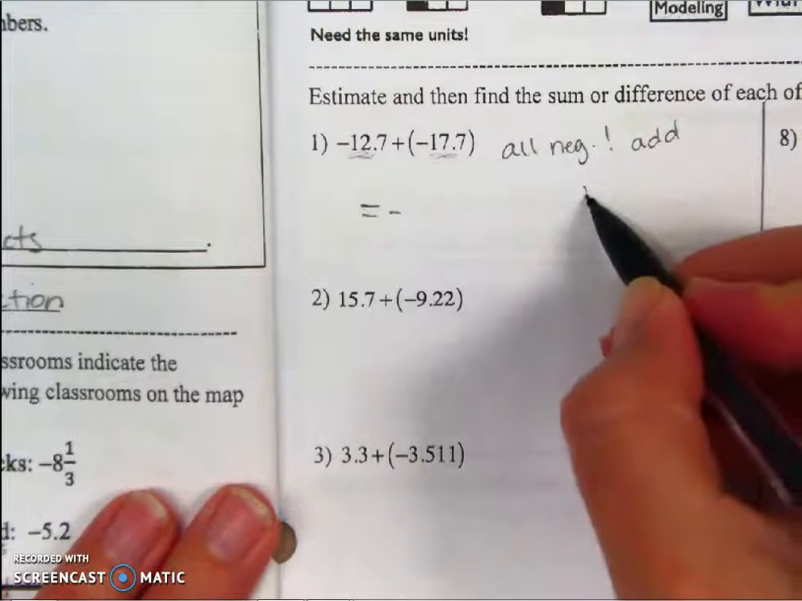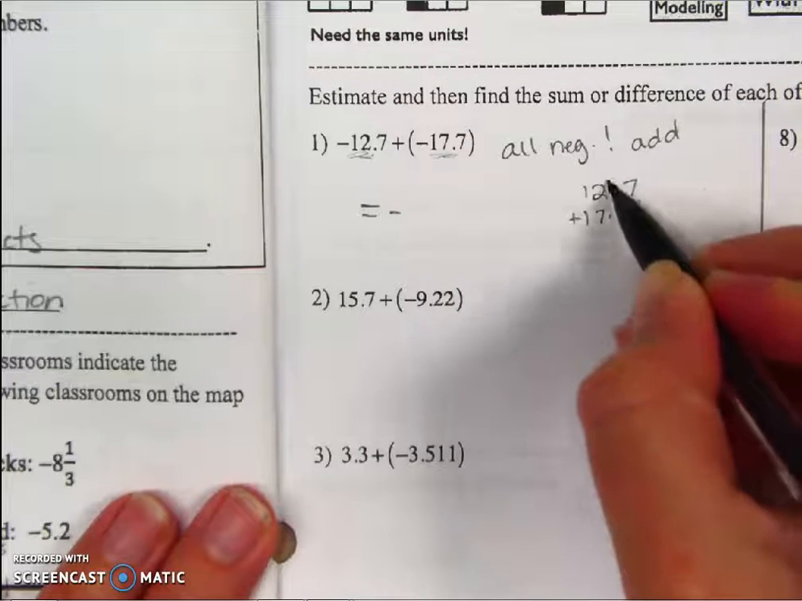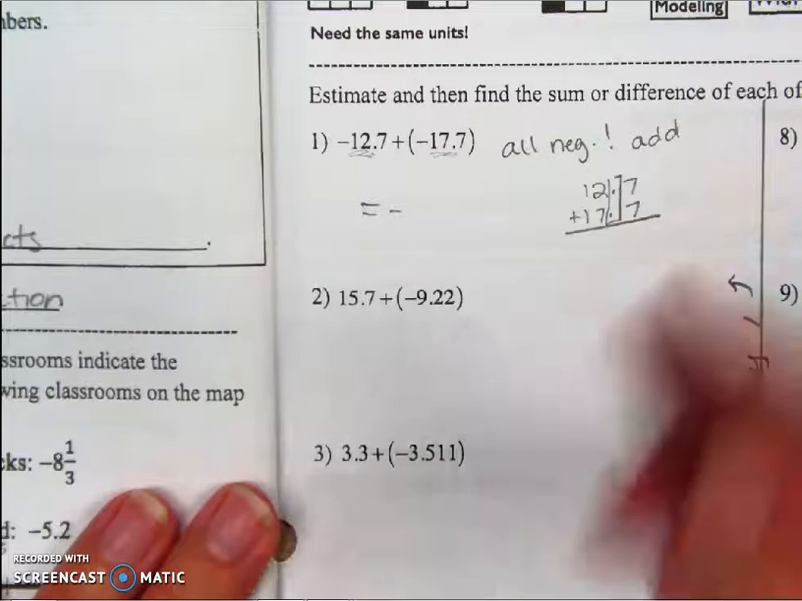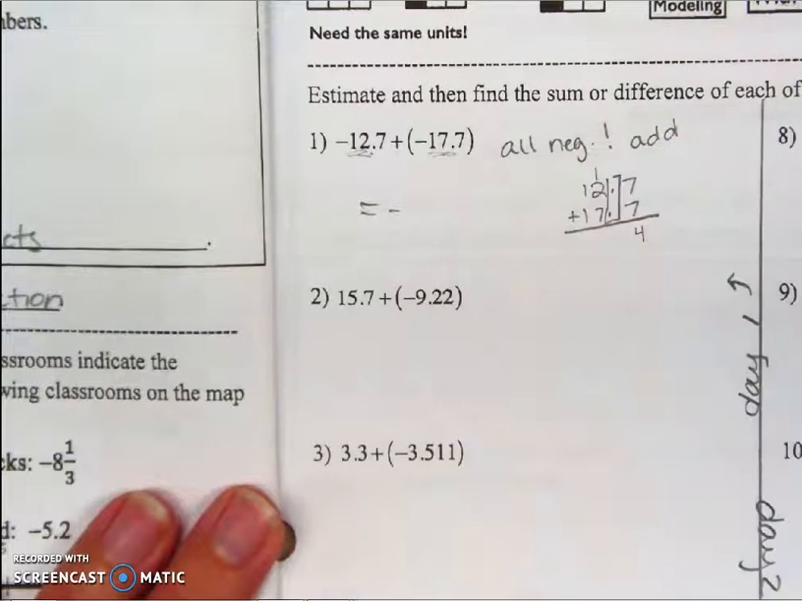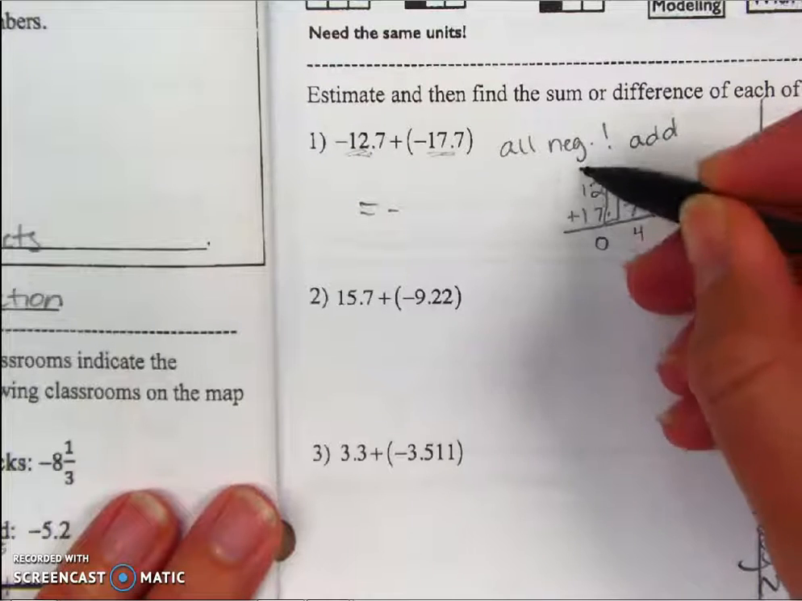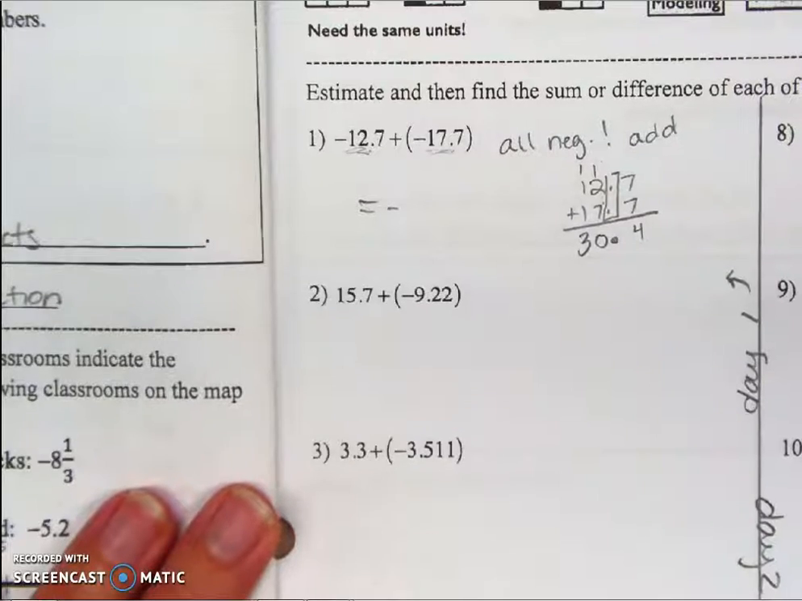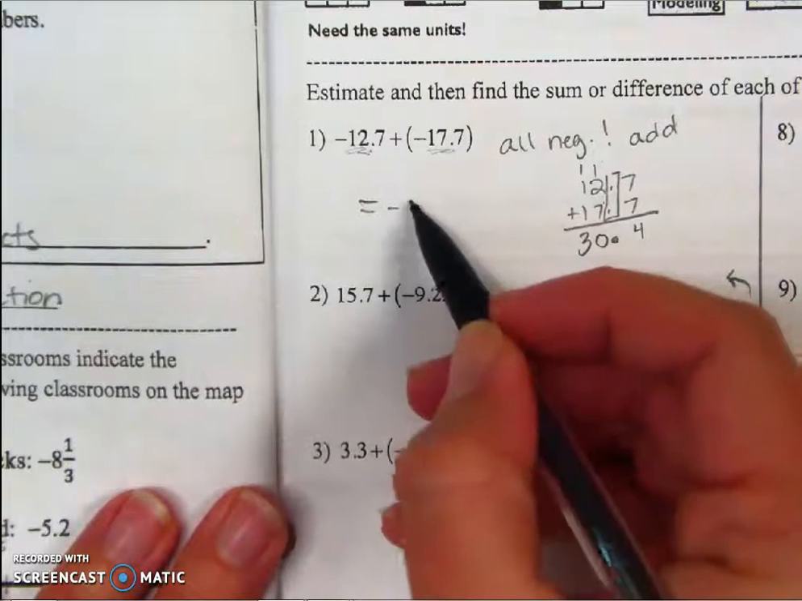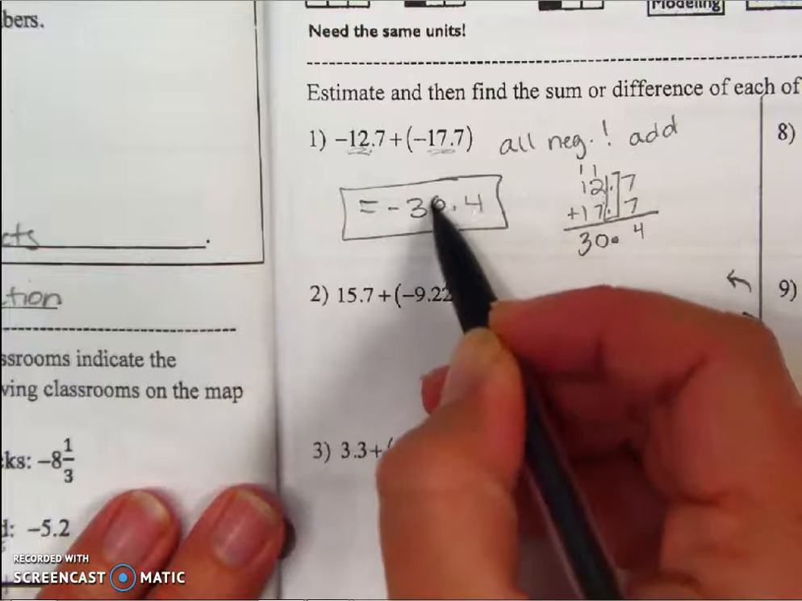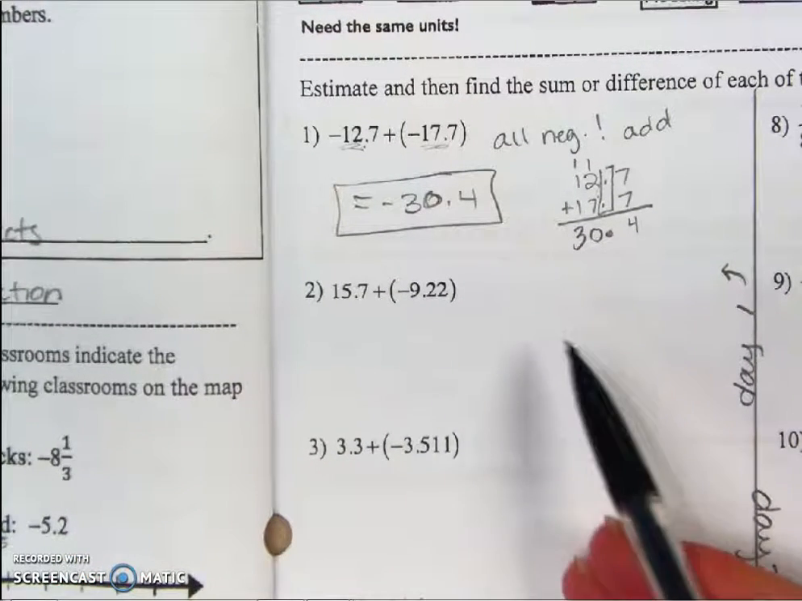All right, remember our rule with decimals though. 12.7 plus 17.7. We've got to line those decimal points up just like money. 7 plus 7 would give us 14. Carry the 1. 7 and 2 is 9, plus 1 more is 10, carry the 1, 1 plus 1 plus 1 is 3, and we bring that decimal down, and so altogether we would have negative 30.4. So not much different than what we were doing before, but this just reminds you of our decimal rules. All right, how about this one?